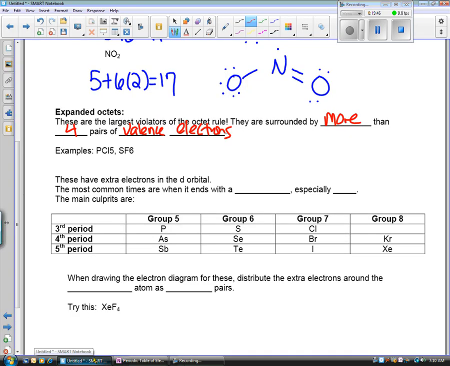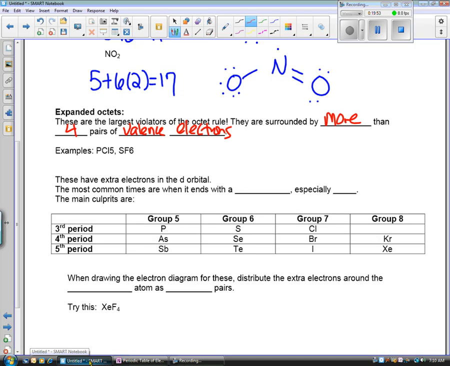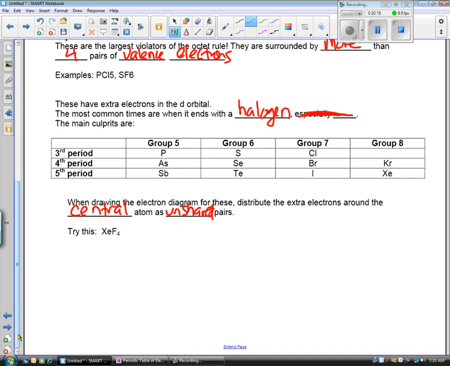I wrote them out here also. Krypton and xenon are also included in that simply because of their D block. The most common ones are actually going to end with a halogen. It says especially here, but there really isn't an especially. Usually it's chlorine, fluorine, but there is no especially there. But usually they end with a halogen. When you're drawing these, you want to put any extra electrons around the central atom.